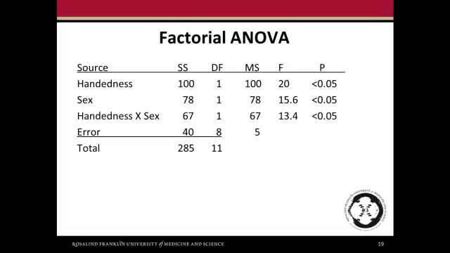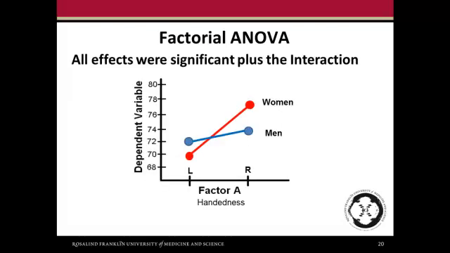So given this scenario where we have handedness being significant, sex being significant, and the interaction being significant, what would that look like on a graph? When all of the effects are significant plus some interaction, if you have data that looks like this, we would conclude that women live longer than men on average, so that is regardless of handedness. Women are living longer than men if we average across both handedness of women and both handedness of men.